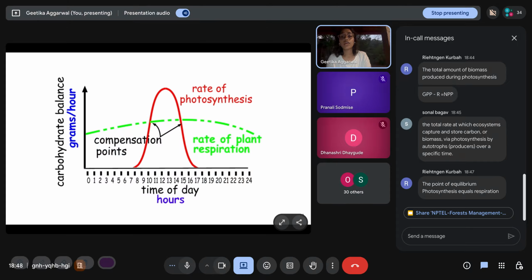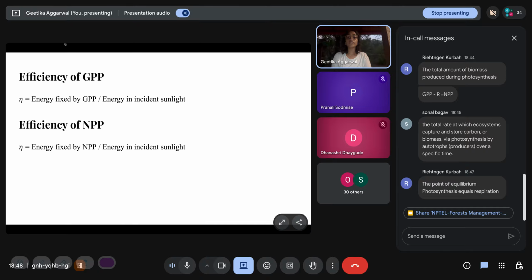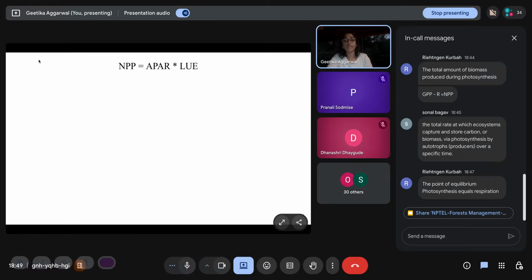Okay, so moving on to efficiency of GPP and efficiency of NPP. Basically, it's a similar concept. Efficiency is the energy fixed either by gross primary productivity or by net primary productivity, divided by the amount of energy that was present in the incident sunlight. So the energy present in the incident sunlight is in the denominator, and the energy fixed by either of these processes is the numerator, and that becomes the efficiency of that particular productivity.